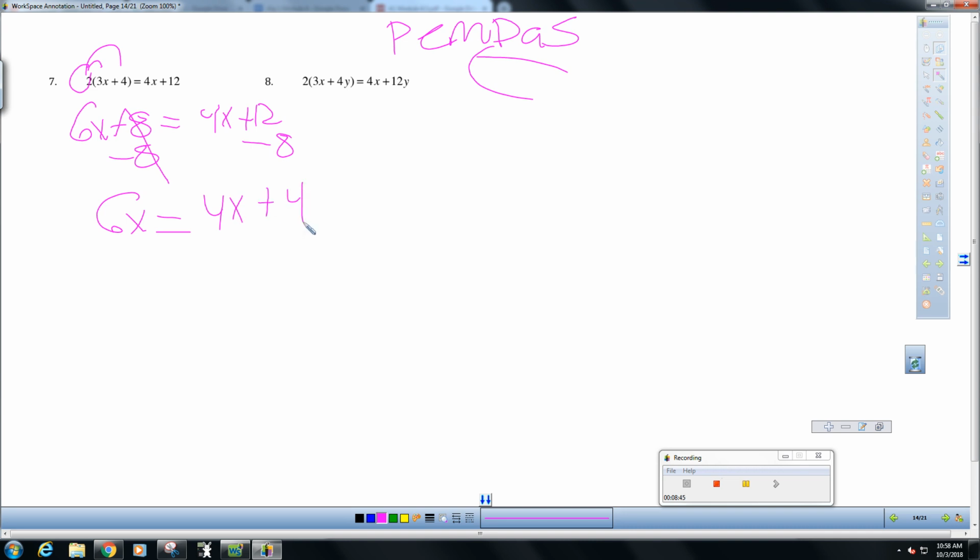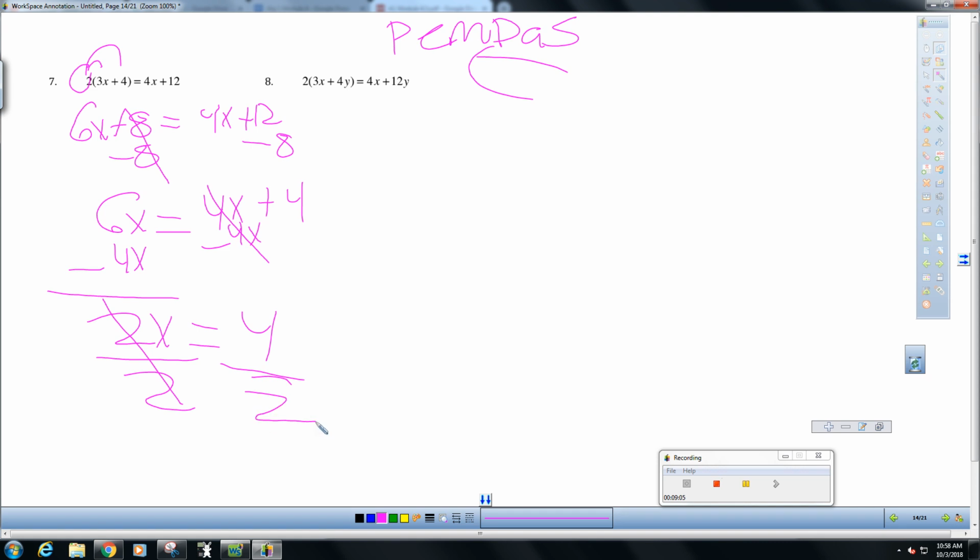So now we need to move this x over here, so we need to subtract 4x, and then subtract 4x on the other side to do the same. Equals 2x equals 4. Then we need to divide by 2. 4 divided by 2. Yes, that is what I just said. Okay, x equals 2. Plug that back in.